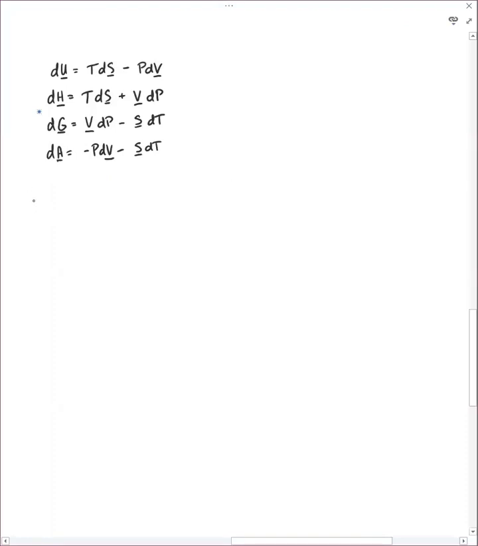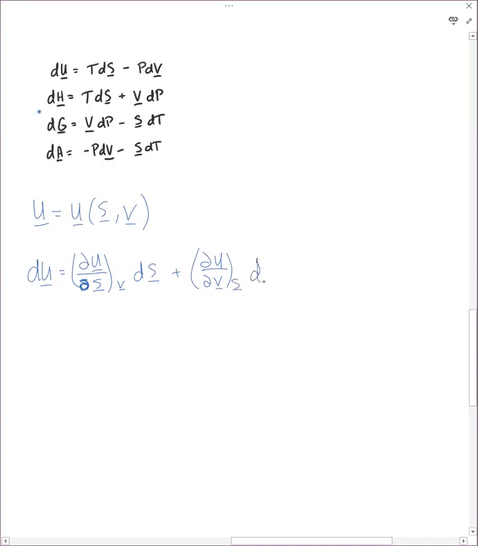So for instance, let's say that internal energy U is a function of S and V. Remember that I can express the differential change in U. I can say that dU is equal to the partial of U with respect to S at constant V times dS, plus the partial of U with respect to V at constant S times dV. These d's should be total derivatives. Inside the parentheses should be partial derivatives.